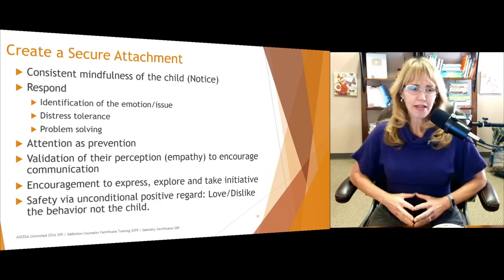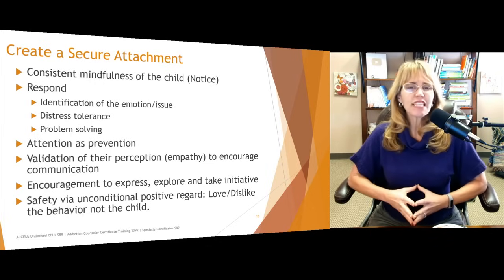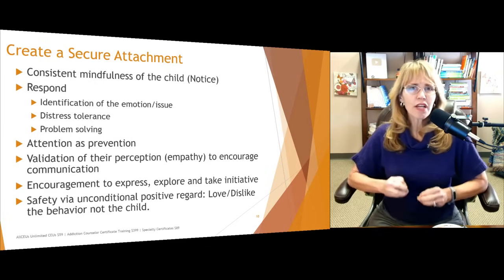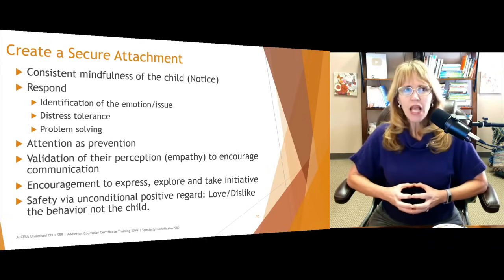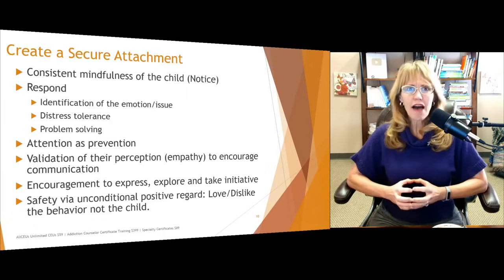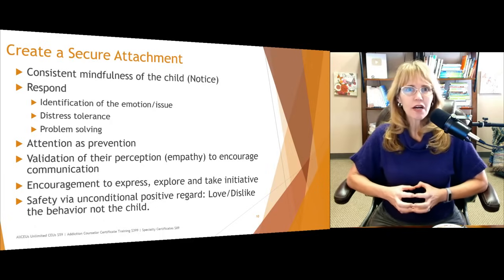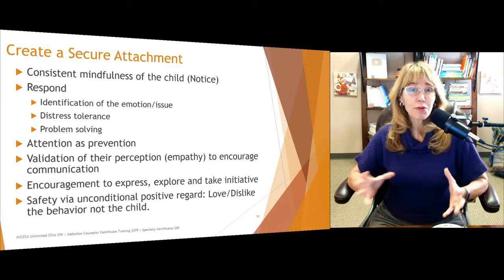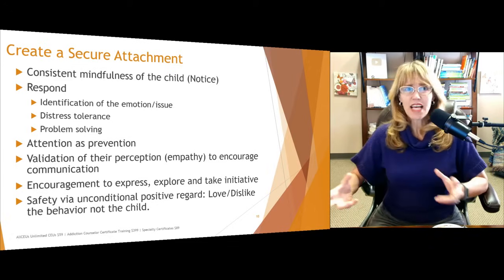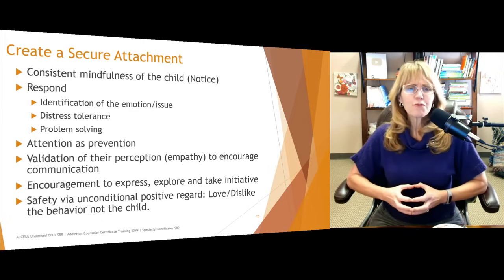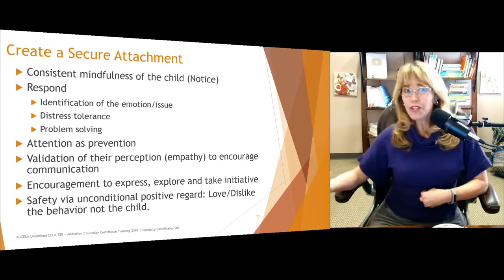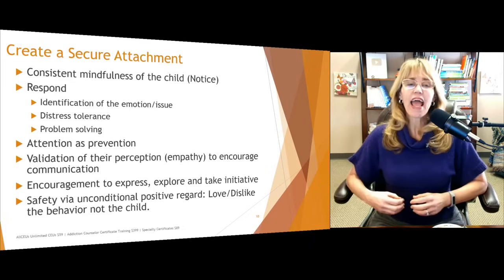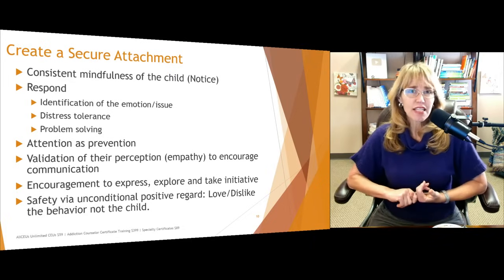So what do we do about it? Create a secure attachment. Consistent mindfulness of what's going on with the child. Now, I don't mean you've got to follow them around 24/7, but notice, have your pulse on kind of what's going on with the child at any particular point in time. Respond. Help them identify the emotion or the issue or both, and tolerate the distress.